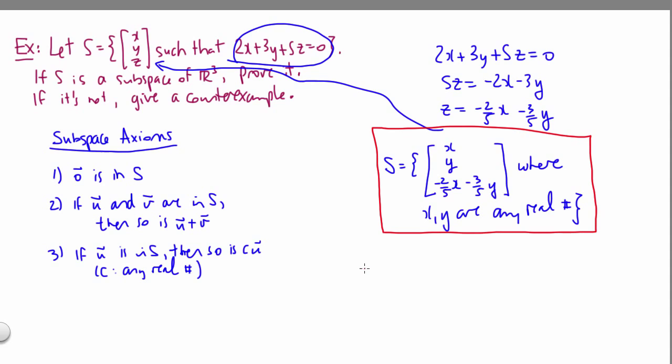And we can start checking our axioms. So let's look at the first statement. We want to know whether the zero vector is in S. Well, if we let x equals 0, y equals 0, let's see what that forces for the third component. Yep, the third component would also be 0 because we'd have minus 2/5 times 0 minus 3/5 times 0. So we can say yes for sure, 0, 0, 0 is in S, and that statement is true.